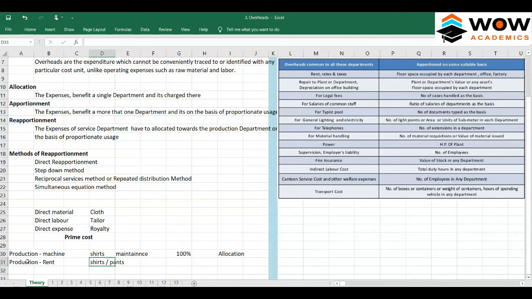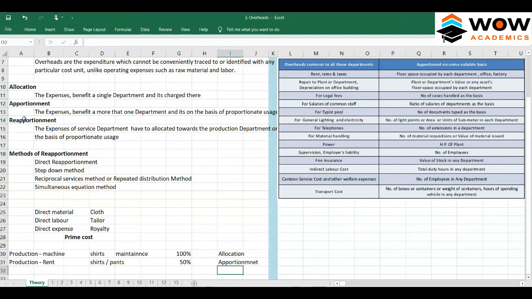Now we want to know what's the cost of the rent for the purpose of producing shirts. Each machine is occupying 50% of that area. So whatever the rent is, only 50% of it would come to the shirts. So this is called apportionment.